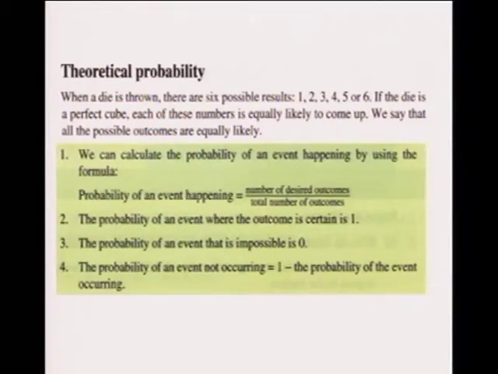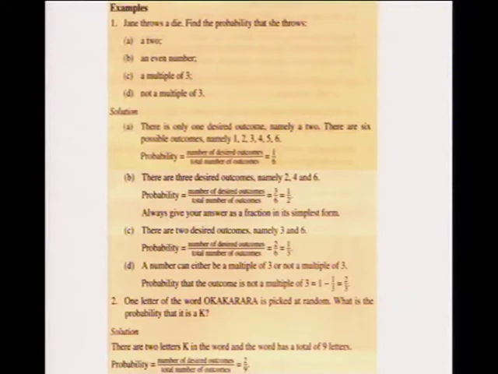Number 4, the probability of an event not occurring is 1 minus the probability of the event occurring. For example, let's look at the first one, number A.